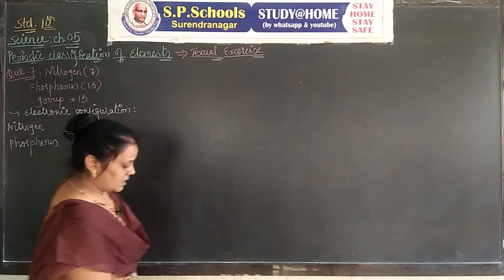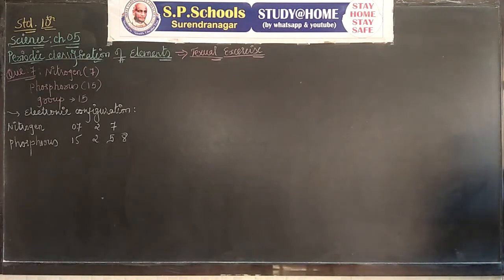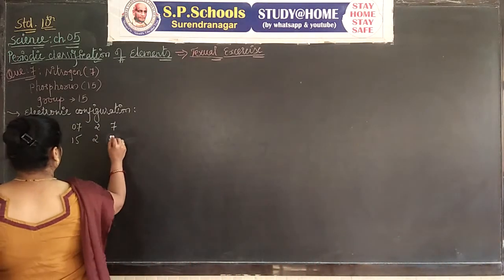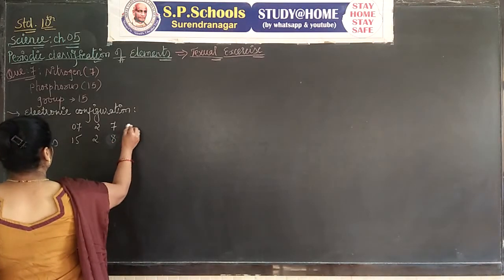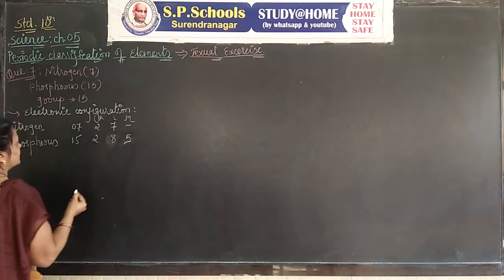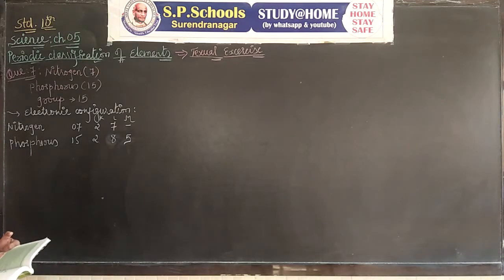See, in the question, two elements are given: nitrogen and phosphorus. Nitrogen will be 2, 7, phosphorus in case of second cell 8, 5. In K cell, L cell, M cell. We write the electronic configuration of nitrogen and phosphorus. Then the question is, which of these will be more electronegative and why?